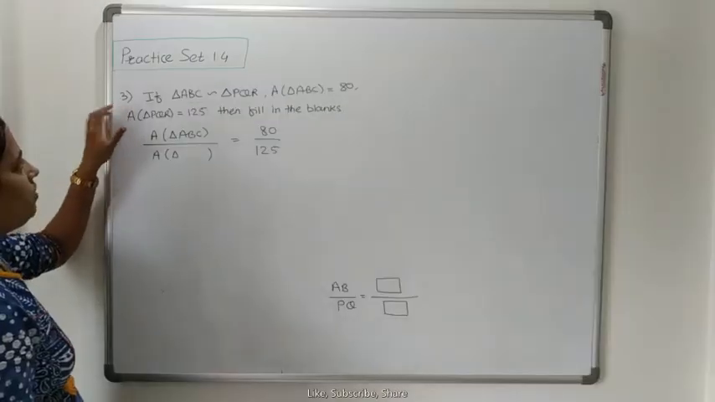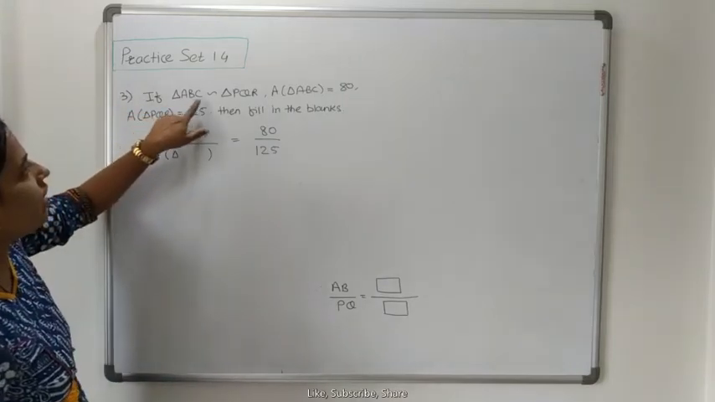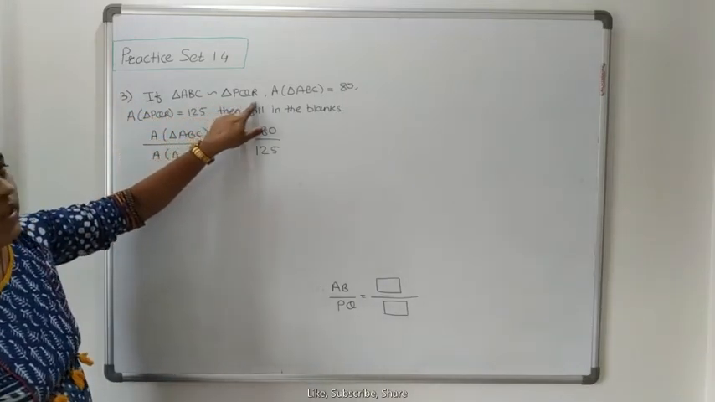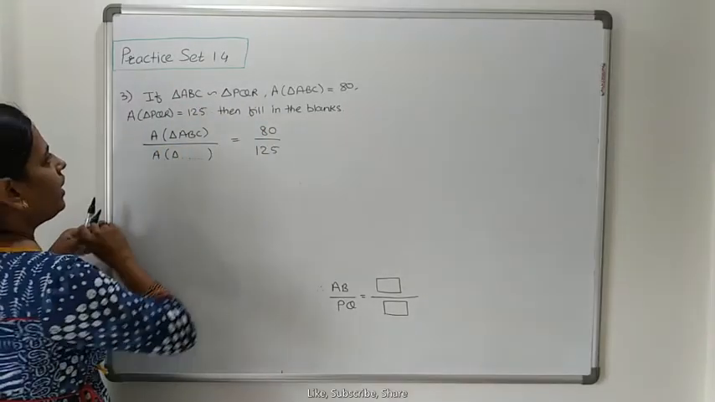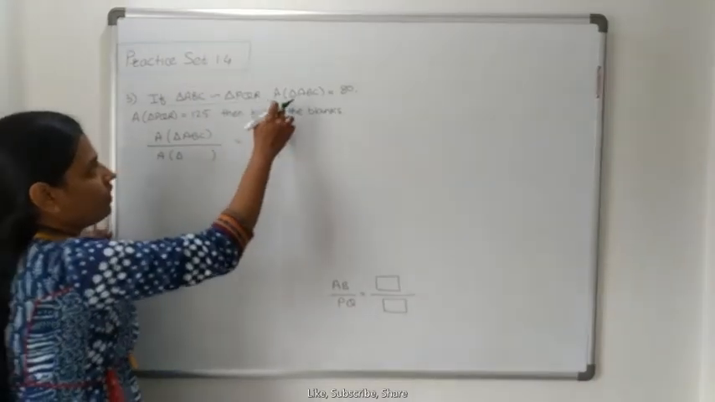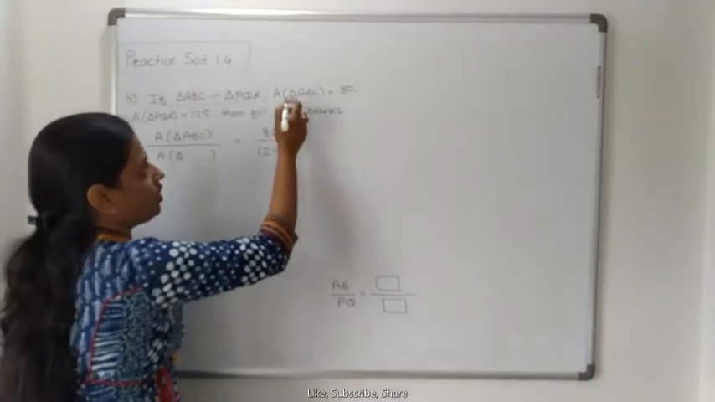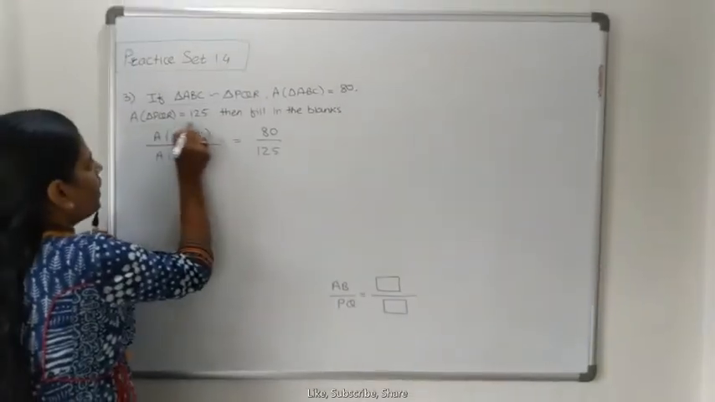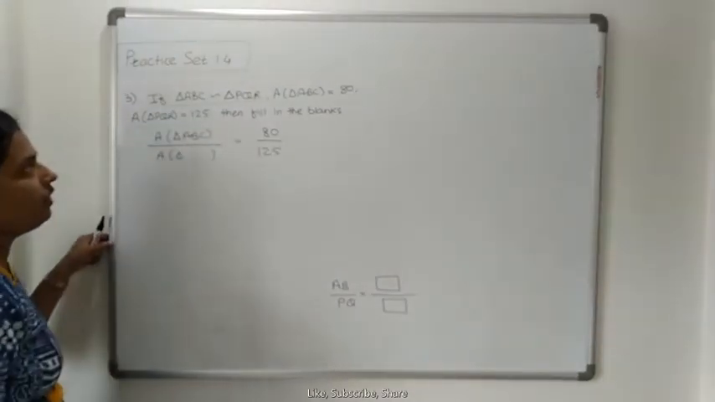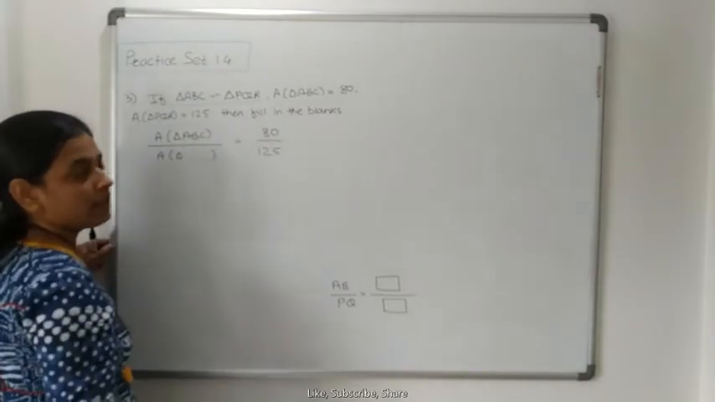Next question is question number 3. If triangle ABC is similar to triangle PQR, these two triangles are similar triangles. Then it is given that the area of triangle ABC is 180, and the area of triangle PQR is 125. Then fill in the blanks here.